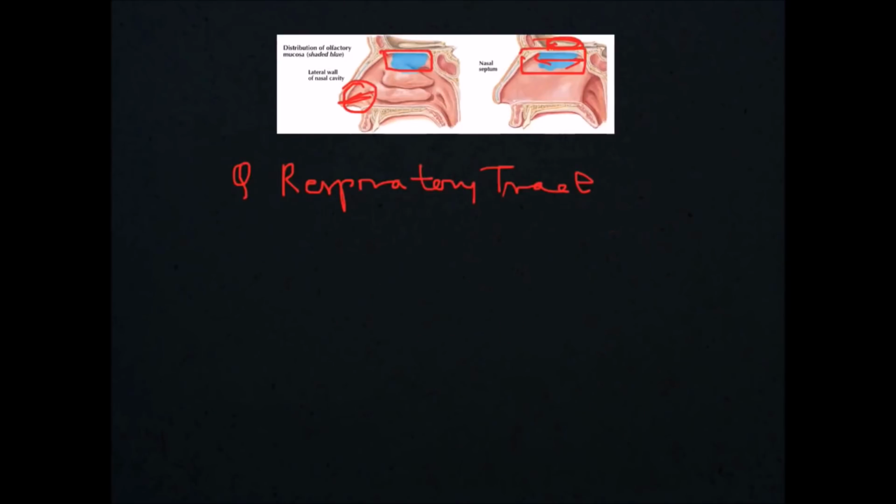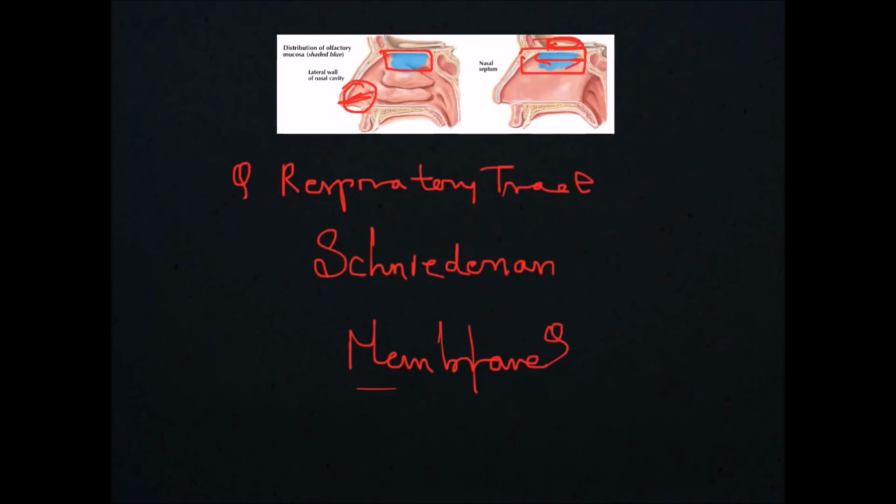The pseudostratified ciliated columnar epithelium of the nasal cavity is termed the Schneiderian membrane. Just keep this in mind. Okay, so this is about the epithelial lining of the nasal cavity.